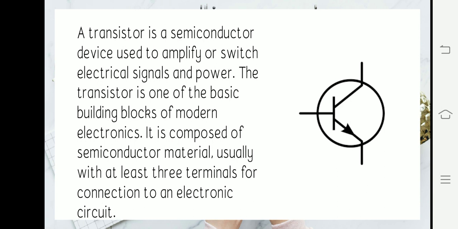The collector-base junction is reverse biased. When these emitter electrons reach the collector-base junction, they are pulled across the junction into the collector by the electric field due to the depletion region ions.